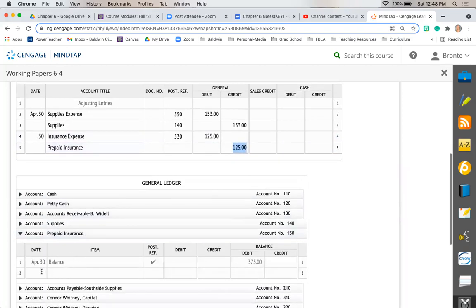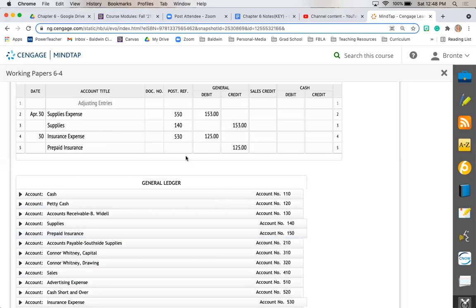All right, prepaid insurance, $125 credit. Just like supplies, this is going to change our balance. So it is the 30th. Post ref is journal page 8. It's getting $125 credit. Prepaid insurance has a normal debit balance. So I'm going to subtract 125 from 375, which updates my prepaid insurance balance to 250. All I have to do now is take my account number 150 and plug it in.